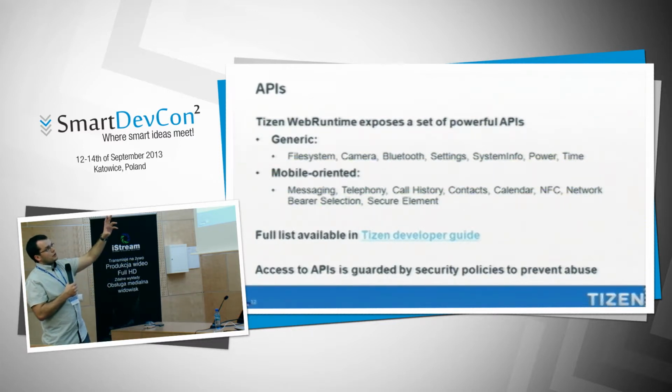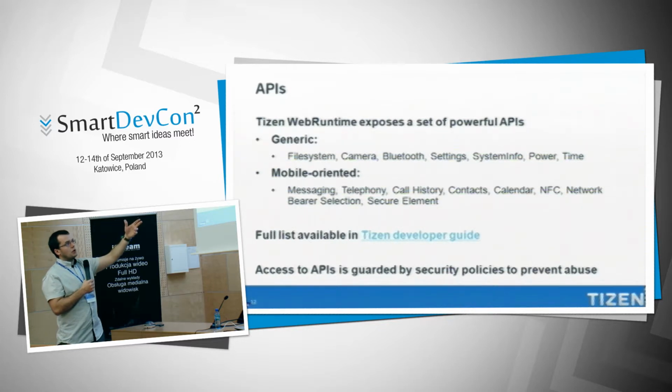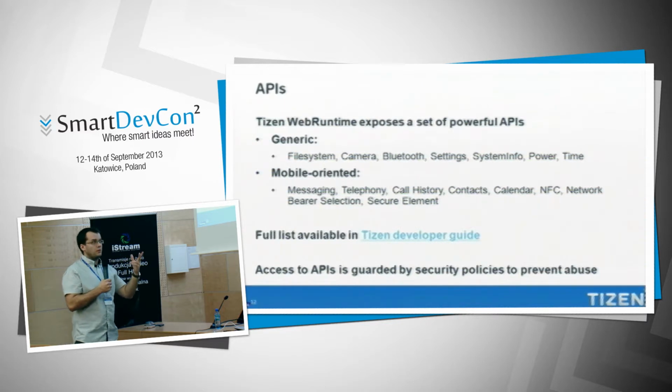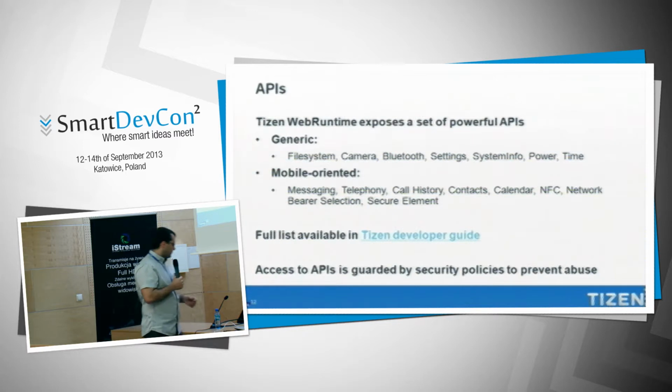Because there are so many powerful APIs exposed by the Web Runtime, the Web Runtime has to somehow guard access to those APIs for security reasons, to prevent abuse.